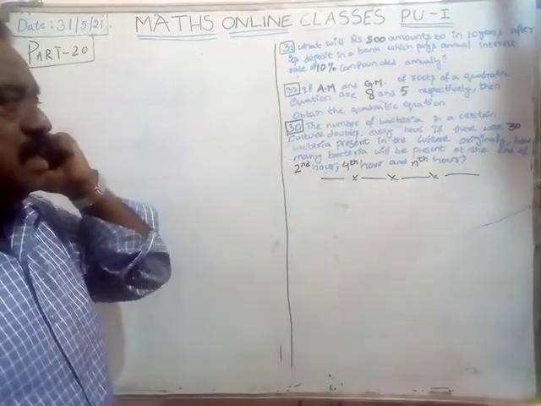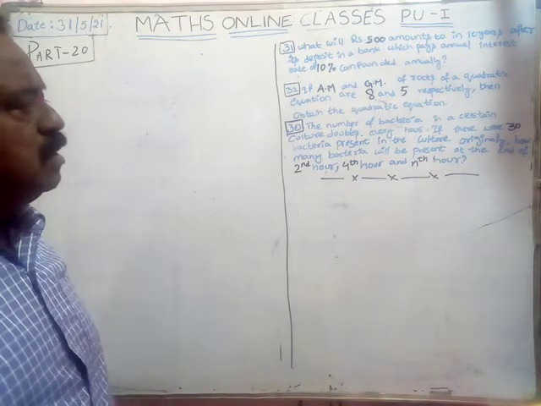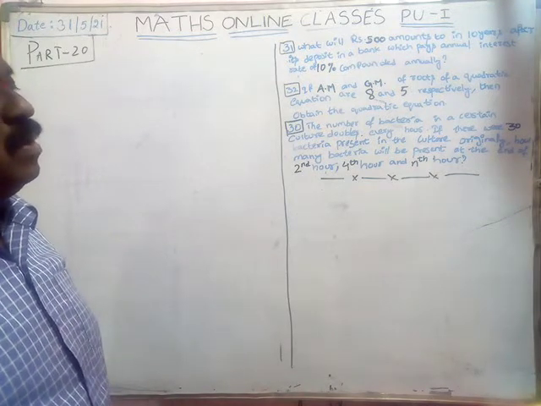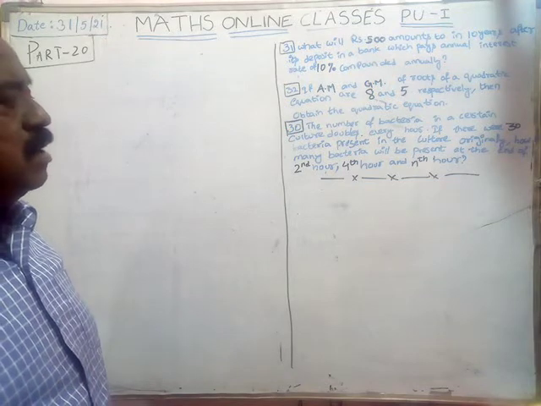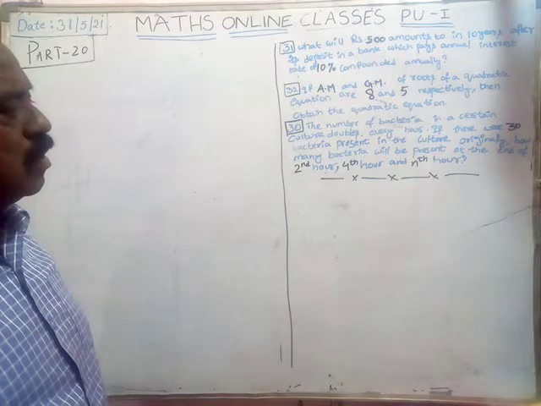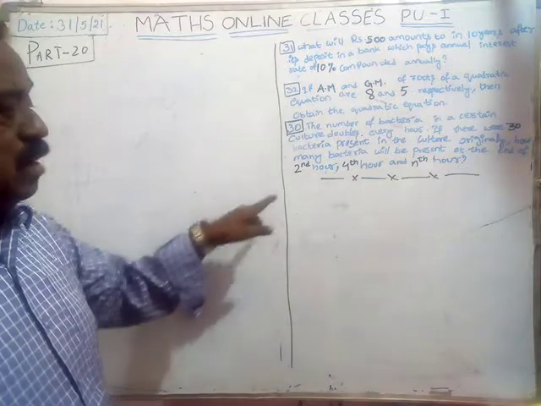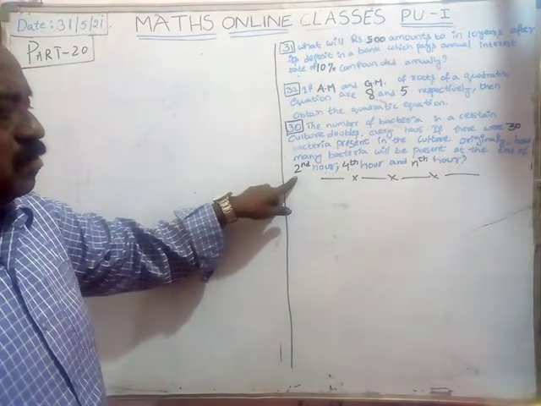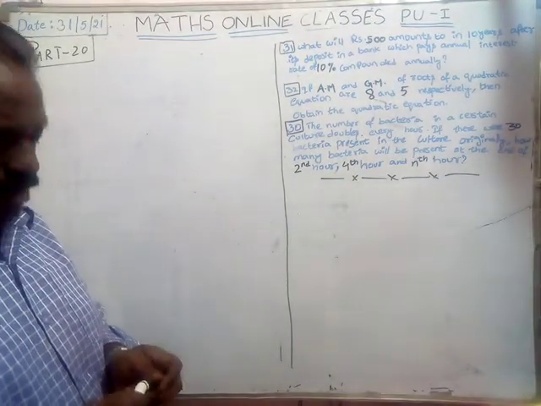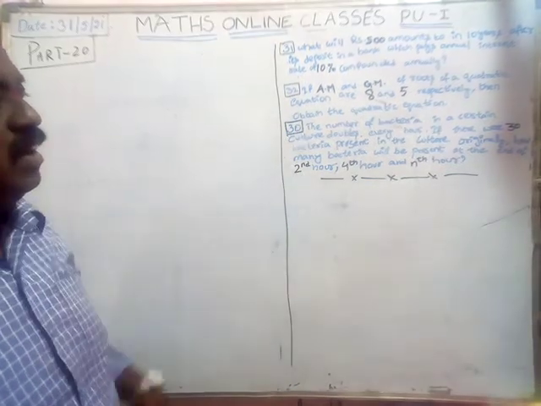The number of bacteria in a certain culture doubles every hour. If there were 30 bacteria present in the culture originally, how many bacteria will be present at the end of the second hour, fourth hour and 8th hour? A simple logic, a twist is there. I will tell that twist at the ending.